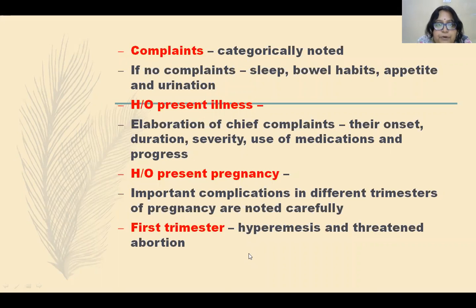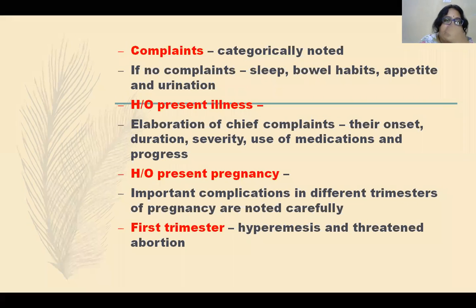Next, whenever she comes for a visit, you need to ask her for her complaints. Whatever she complains of has to be noted categorically, and then she has to be advised accordingly. If she doesn't have any complaints, then you need to ask her about her sleep, bowel, appetite, and urination. And in the history of present illness, we have to elaborate on chief complaints.